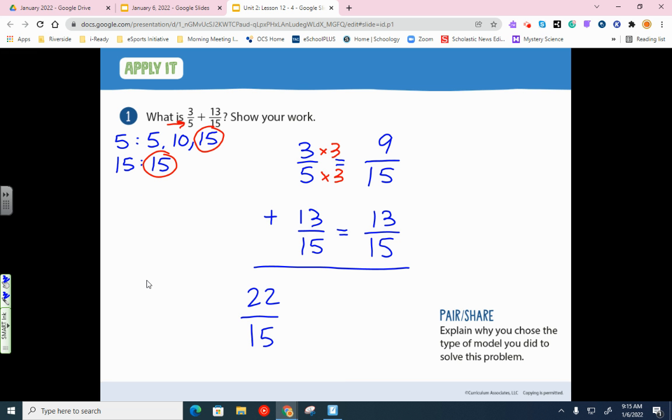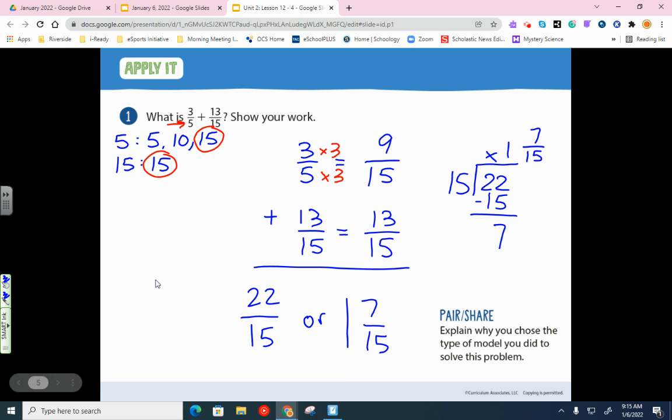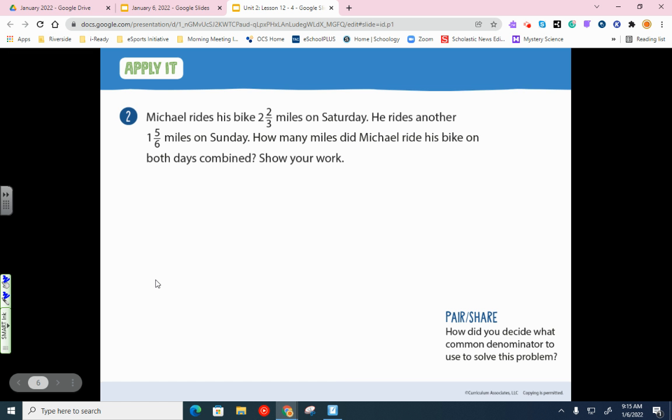It's an improper fraction, though. And if you remember, we have a technique of converting this to a mixed number. I know 15 goes into 22 once, and the difference is 7. So up here, it's 1 and 7/15. That's your answer to question 1. Go ahead and turn the page.